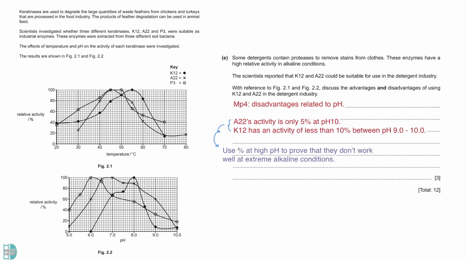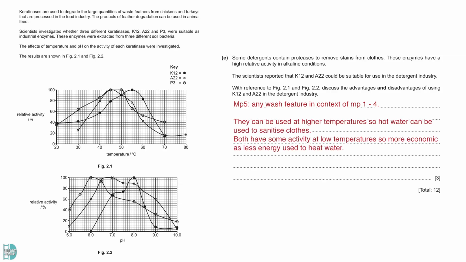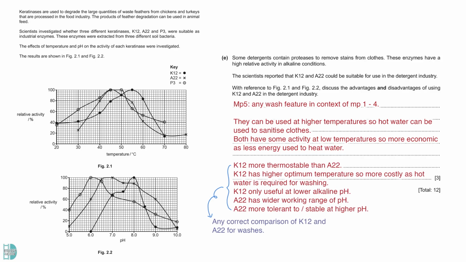The fourth point is for the disadvantage related to pH at which they are active. Even though they are both active at a lower alkaline pH range, there is a decrease in activity when the pH continues to increase. You can use their activities at high pH values to show that both enzymes are not effective in highly alkaline conditions. The last mark is given for any wash feature linked to any point that you have mentioned before. For example, if you state in your first point that the enzymes work well at high temperatures, you can link this to the benefits of using hot water for washing. You can also compare the features of the enzymes such as thermal stability and pH stability.